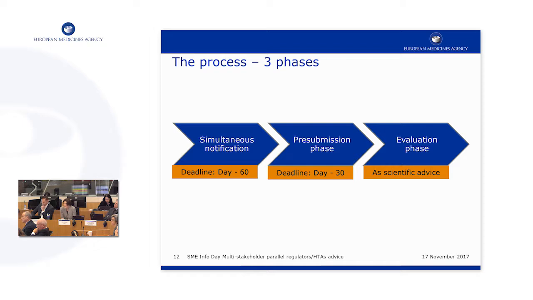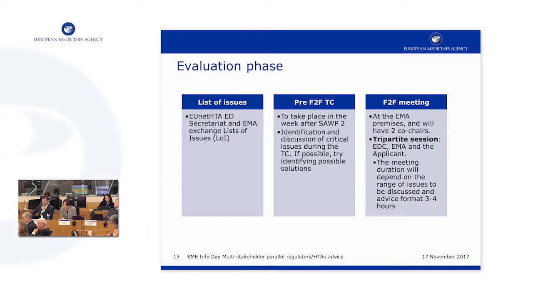So in the process there, I'll just say at a very high level that you start with the simultaneous notification, then you submit the draft briefing document around a month before, and then we have the evaluation phase, which is the same as normal scientific advice with a discussion meeting, because a discussion meeting is always planned for these procedures. List of issues. And in the middle, then, we have what we call a pre-face-to-face teleconference. Apologies for all the acronyms.